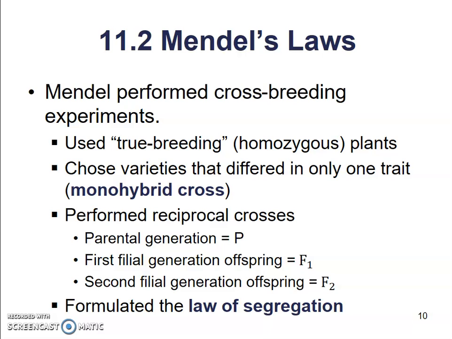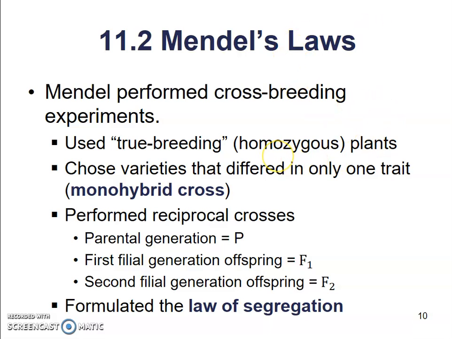Okay, and he chose plants that differed by only one trait. Pea plants have about 9 traits that are different, like the height of the plant, the location of the flower, the color of the flower, the shape of the seed, the color of the seed pod. Okay, he chose varieties that were exactly the same except for one of those.